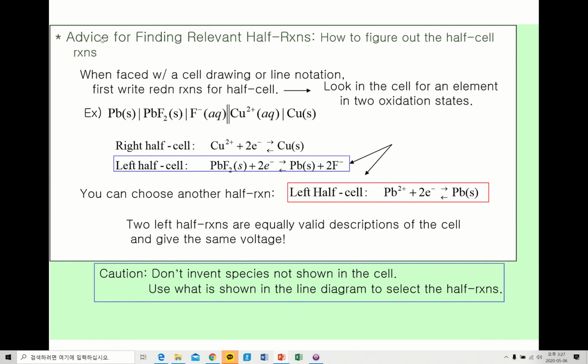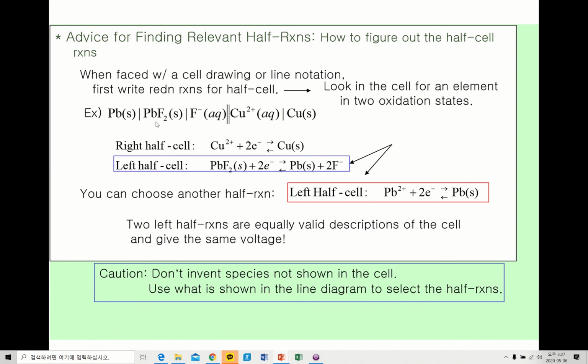Okay, let's consider another one. Advice for finding relevant half reactions. How to figure out the half reactions when faced with a cell drawing or line notation. First, write reduction reactions for each half cell. Write them in reduction form, and look in the cell for an element in two oxidation states. Here, let's consider this seemingly complicated cell. This is the anode, this is the cathode. In the right half cell, the cathode, copper ion accepts two electrons to become copper.